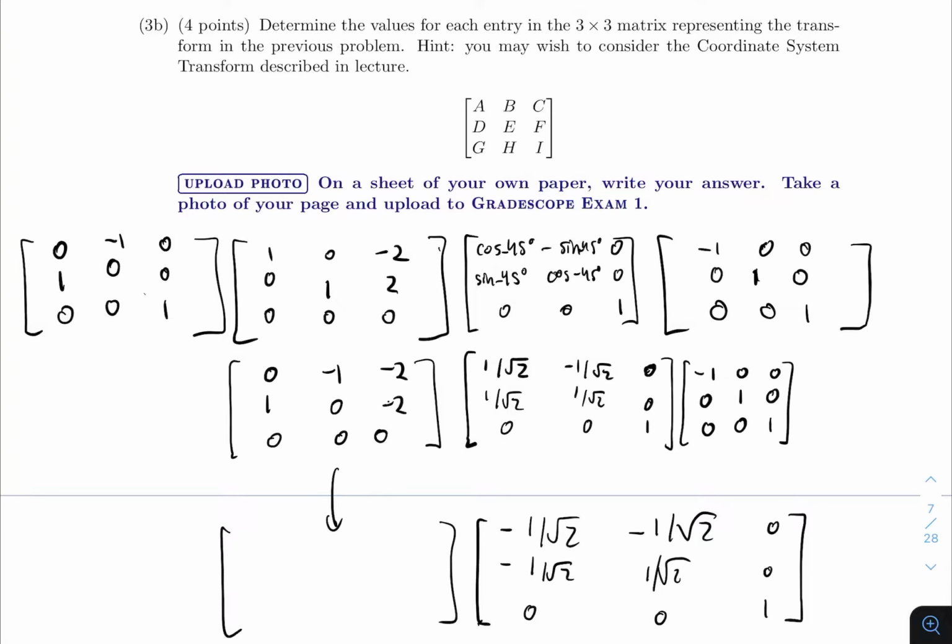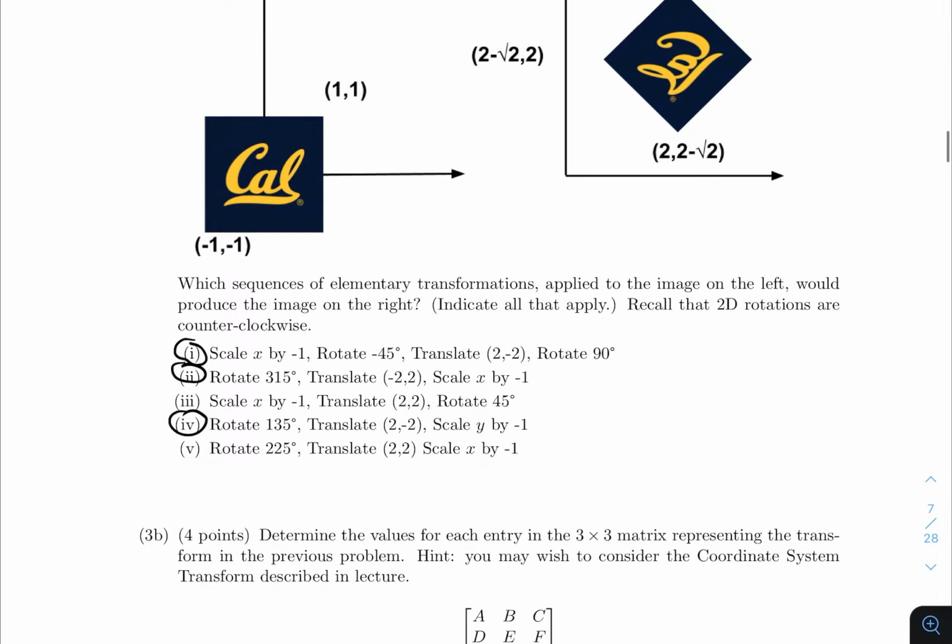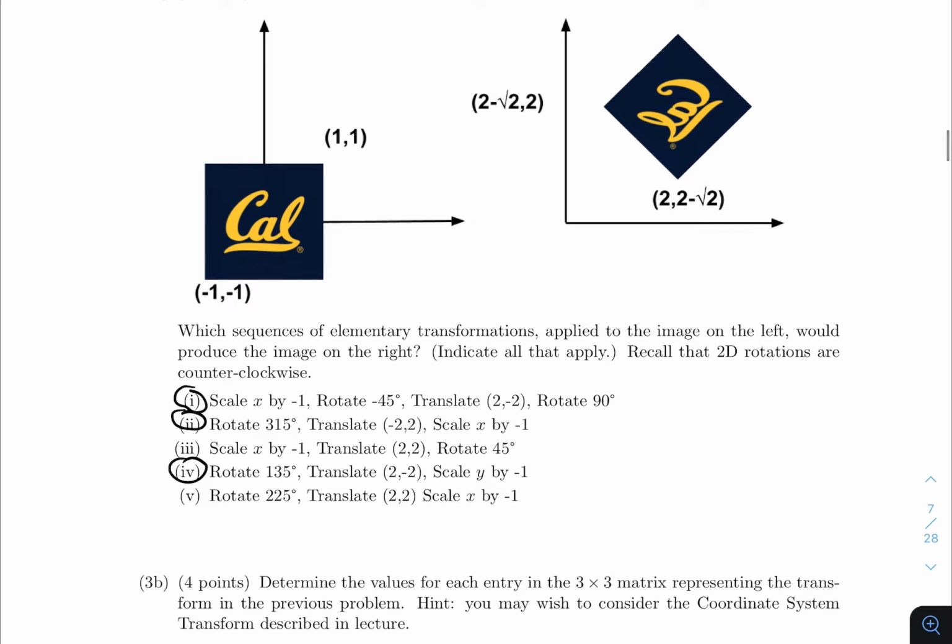For part 3b, we ultimately want to find the transformation matrix representing this compound transformation from the left side to the right side. And we'll go through two strategies. So the first is a bit cumbersome, but you can get the right answer out of it. We're going to pick one of these options for sequences of elementary transforms and multiply out their individual transformation matrices.